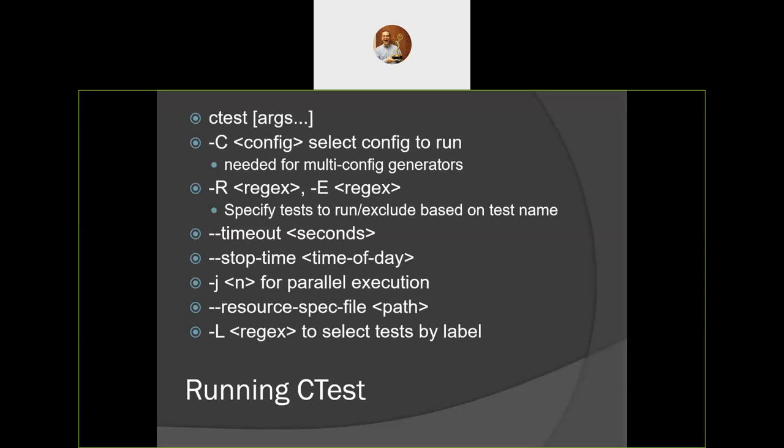You've got the dash J argument for specifying parallel execution of tests. And there's a resource spec file argument. We'll see how that comes into play with describing available resources and resource constraints for tests later on. It's fairly involved. I won't go into all the details of it, but if you need to specify that, that's how you would do that.